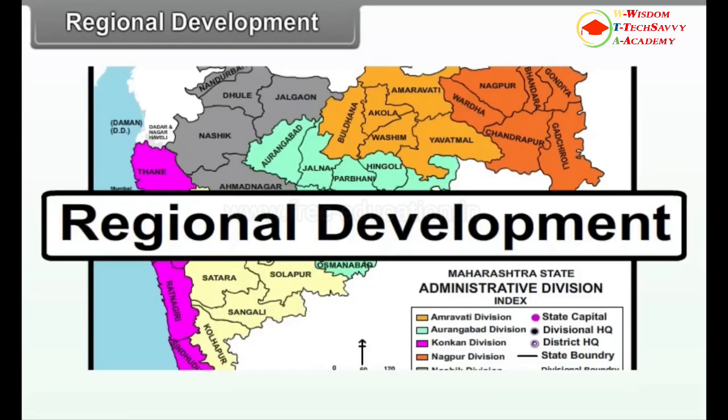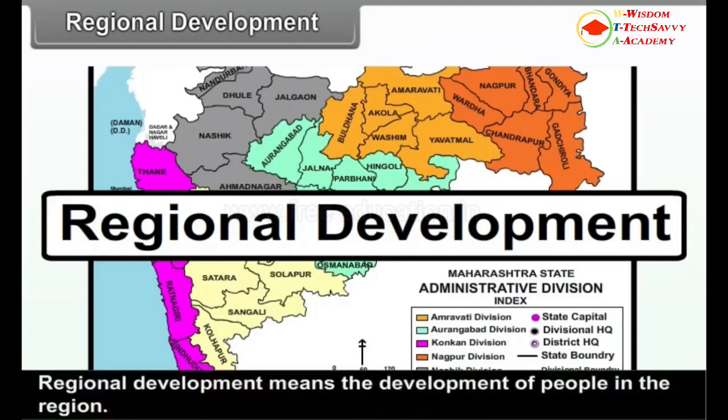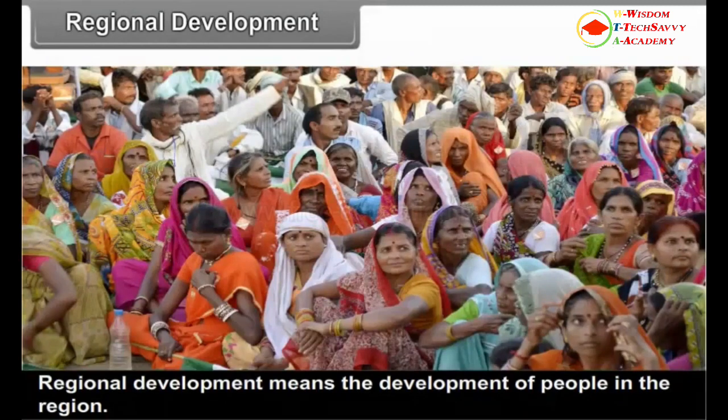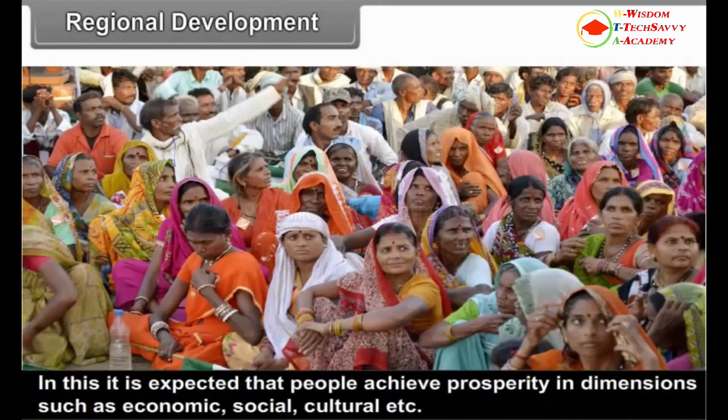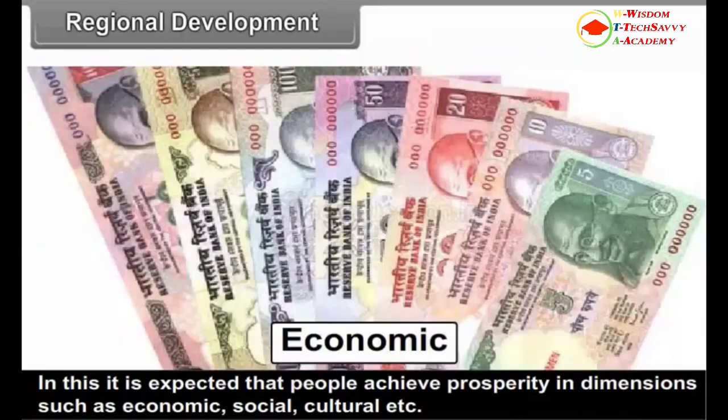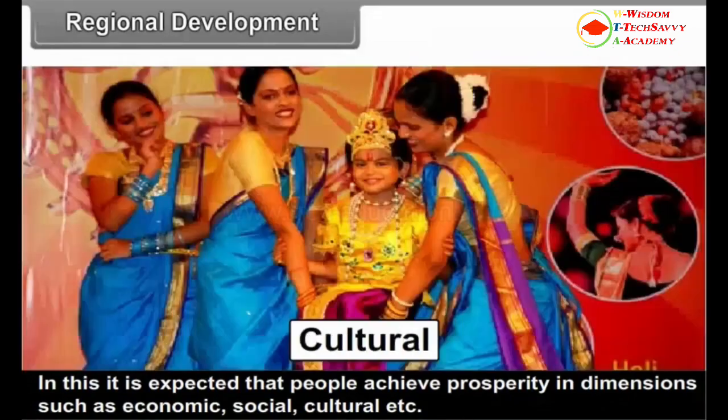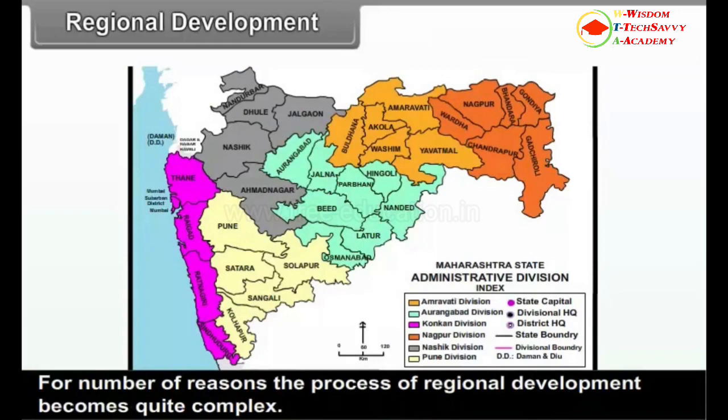8.2, Regional Development. Regional development means the development of people in the region. In this, it is expected that people achieve prosperity in dimensions such as economic, social, cultural, etc. For a number of reasons, the process of regional development becomes quite complex.